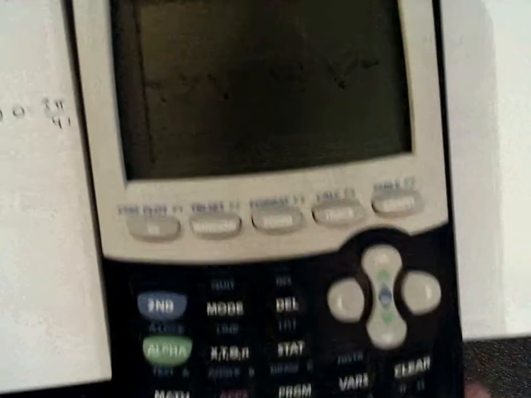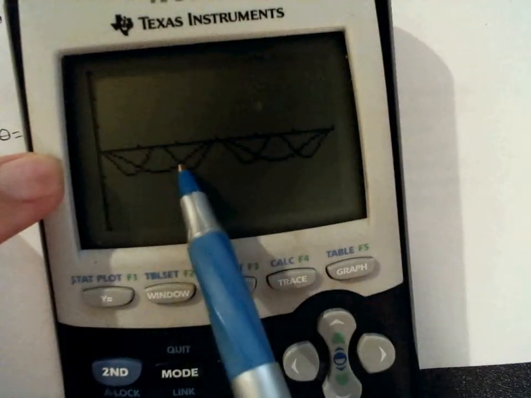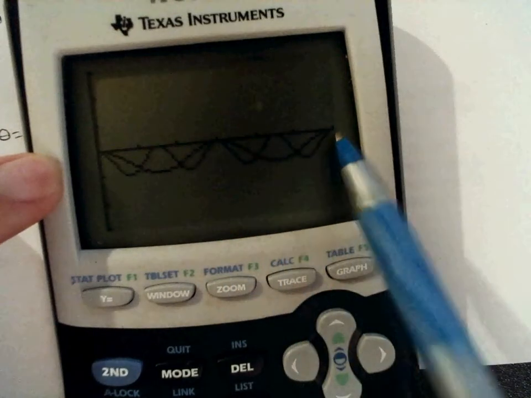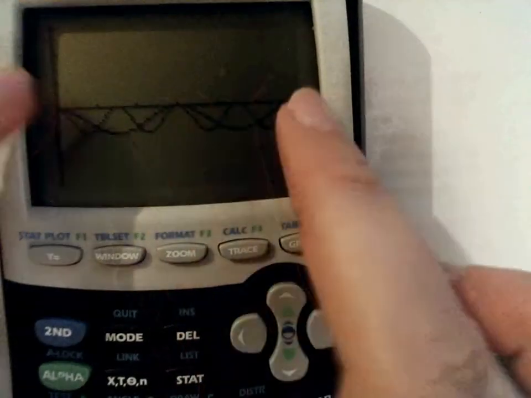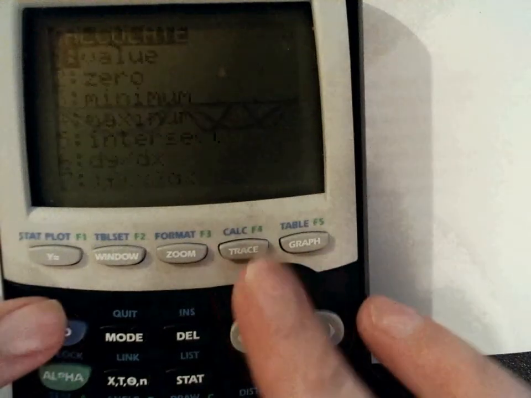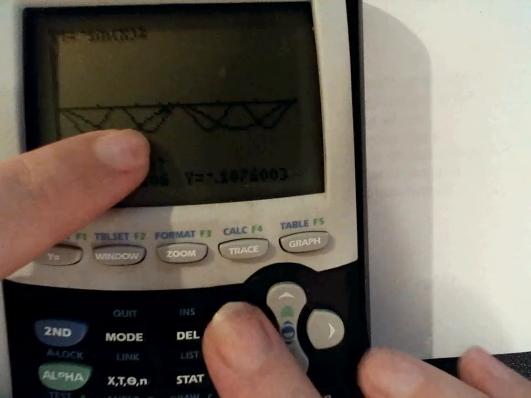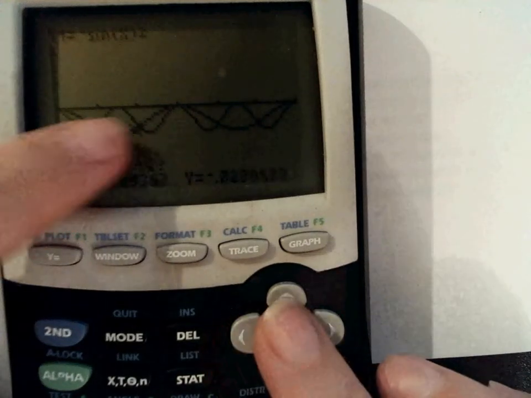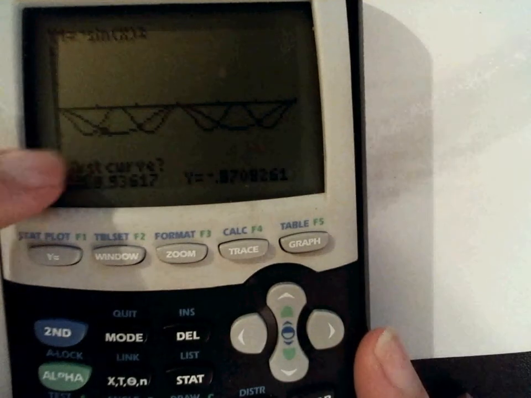Okay, now, here's what I know. I know that these two graphs equal each other. Let's see. Looks like they intersect 1, 2, 3, 4, 5, 6, 7 times, right? So it looks like I need to find 7 intersections, although I'm pretty sure, I know 0, 180, and 360 so far. So I'm going to go second calculate, and I'm going to do intersect, okay? Whichever intersection the Blinky Dude is closest to, that's what he's going to find.